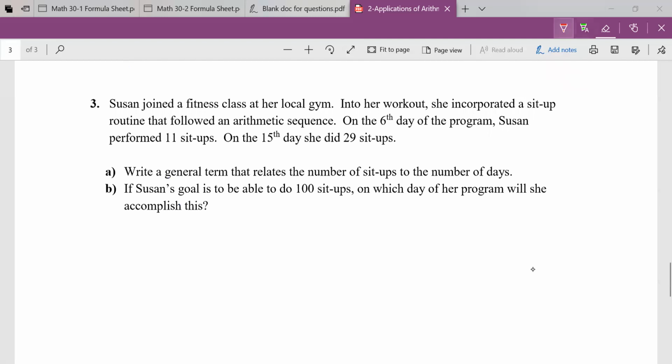On the 6th day, she did 11 sit-ups. And on the 15th day, she did 29 sit-ups. Oh, she's getting a lot better. Okay, write a general term that relates the number of sit-ups to the number of days. So coach has some sort of pattern here, and we're going to figure the pattern out. It says T6, she did 11. And on the 15th day, T15, she did 29.